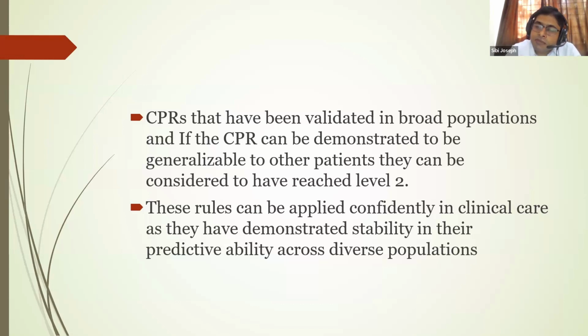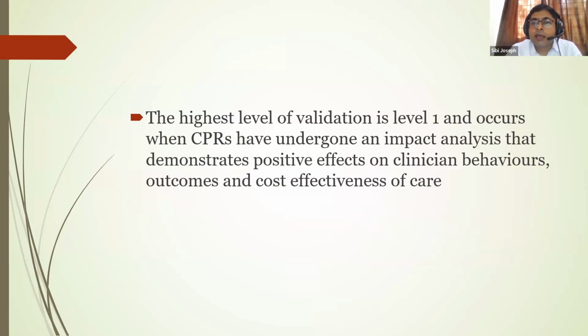So, in simple terms, if a CPR crosses only one stage, that is derivation, you grade them as level 4. If a CPR has completed derivation and narrow validation, you grade them as grade 3. If a CPR has completed the first 3 stages, that is derivation, narrow validation, and broad validation, you can confidently grade them as level 2. The highest level of validation is level 1 and occurs when CPRs have undergone an impact analysis that demonstrates positive effects on clinician behaviors, outcomes, and cost effectiveness of care. You can grade a CPR as level 1 only if the CPR has completed all the four stages, that is derivation, narrow validation, broad validation, and lastly, the impact analysis.